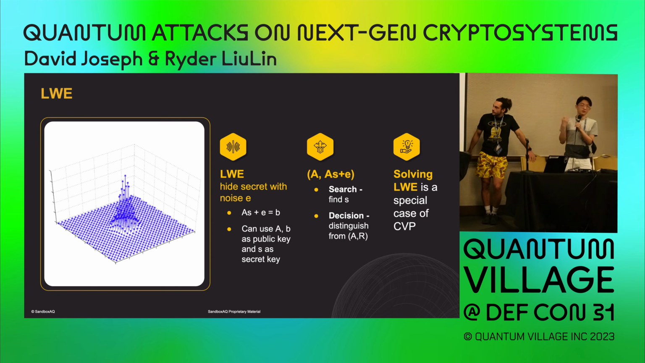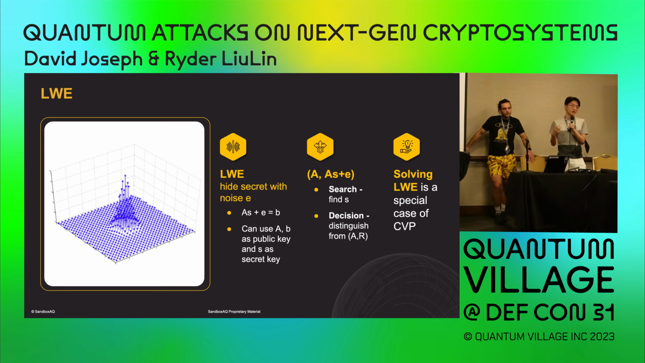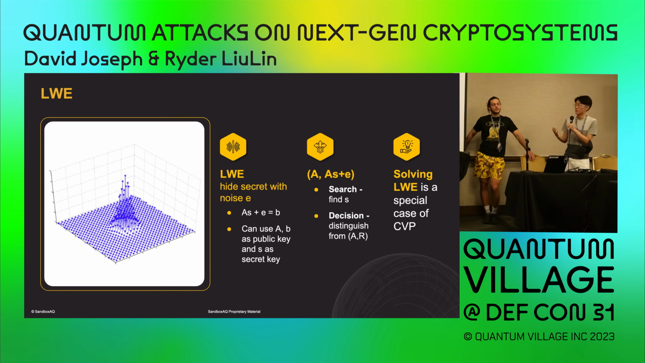And so there's two different versions of the learning with errors problem. There's the search version, which is we want to actually find S given A and B. There's the decision problem, which is distinguishing the output, or distinguishing A and B, from just some random something, right? And solving learning with errors is a special case of the closest vector problem.